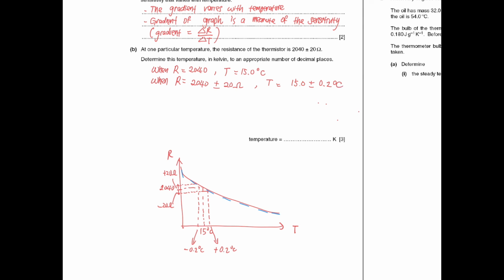Then we change it to Kelvin. 15.0 plus 273.15, plus minus 0.2 Kelvin. So if the temperature increases by 0.2, the Kelvin also increases by 0.2. Okay, so it is the same amount. So 288 point.